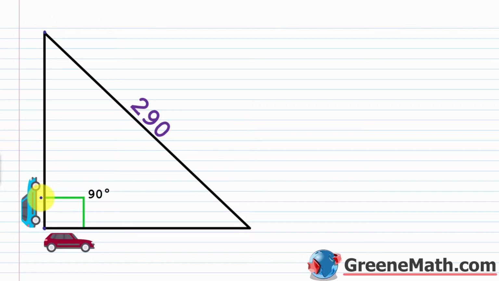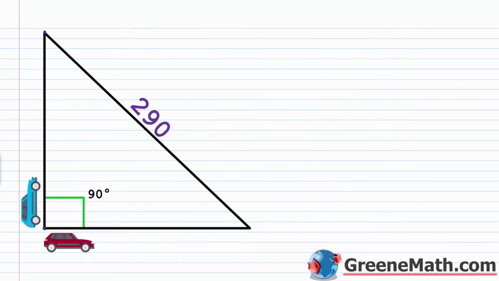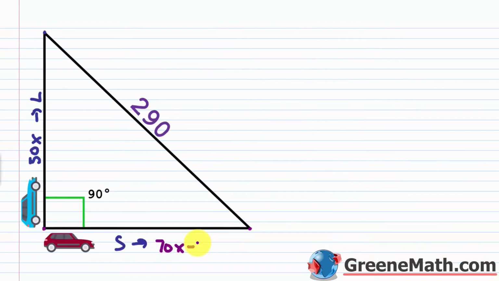And the distance, if I go back, is going to be what? It's 50x. So let's go back here and I'm just going to write this in as 50x. We know that's for Larry, so I'm going to put a little arrow here and say that's L for Larry. That's his distance, from here to here. That's the point he's going to be at when these two guys are 290 miles apart. Now, for Stephen, let me put a little S here and go this way. He's got this horizontal leg. That distance there, if we go back up, is 70x minus 70. So let me put this here as 70x minus 70.